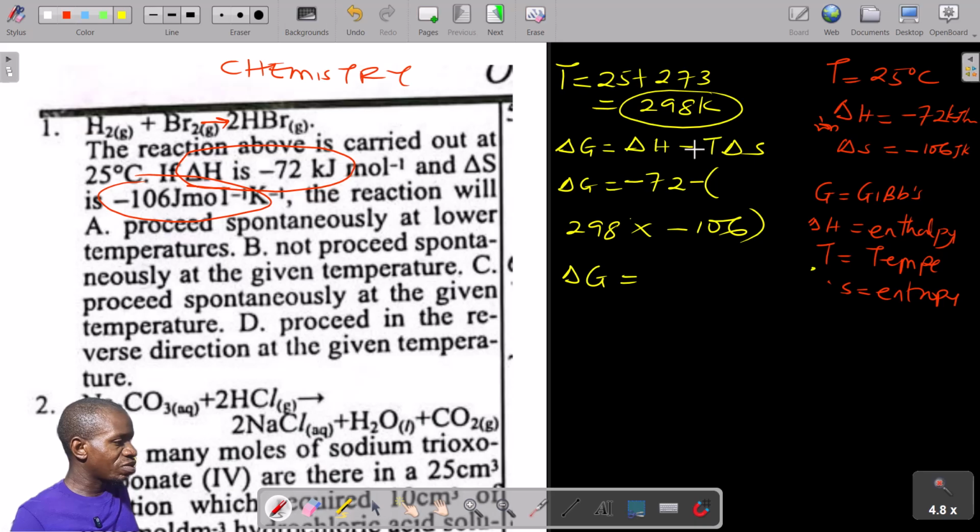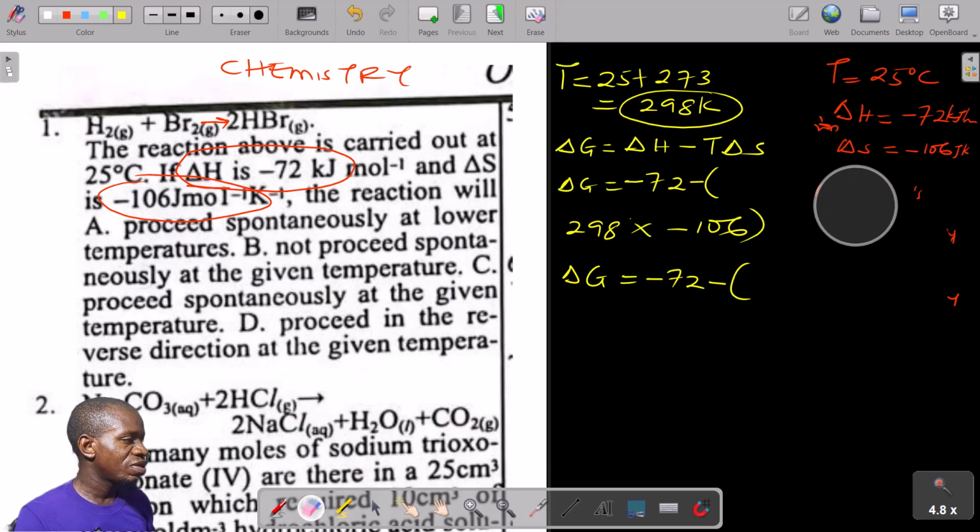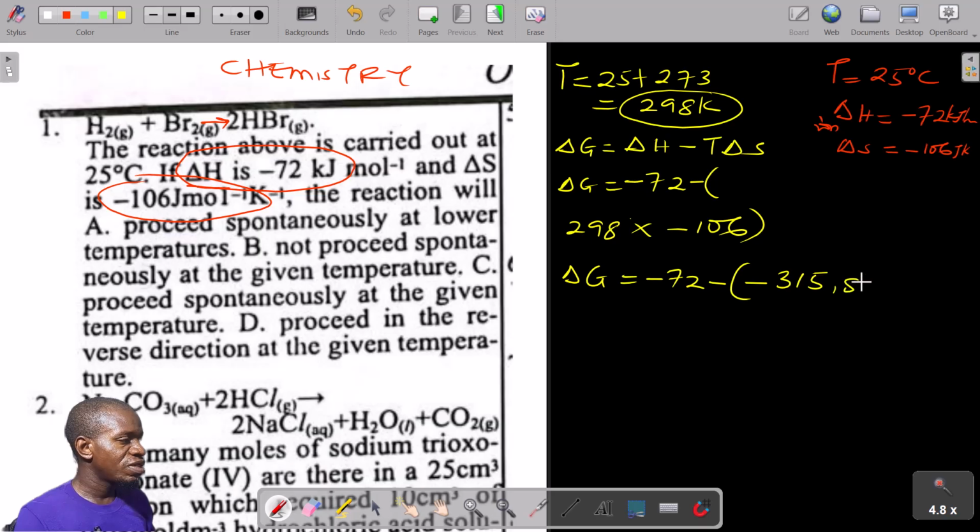Let me bring up my calculator so that you'll be sure of what I'm doing. 298 times 106 will give me 31588. So I will say minus 72 minus, minus 31588. Sorry, let me put this very well.